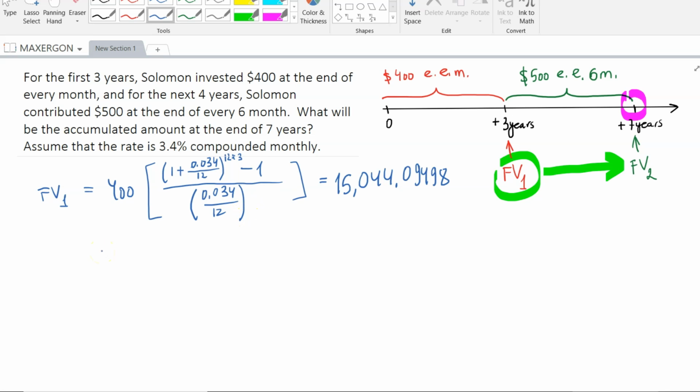Let's proceed now to finding future value 2. Future value 2 is based on this green annuity, which is a general annuity. We need to convert the rate first.